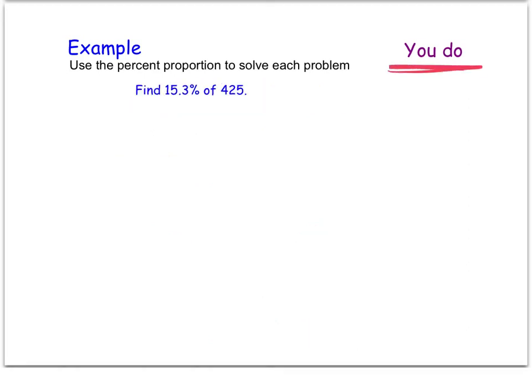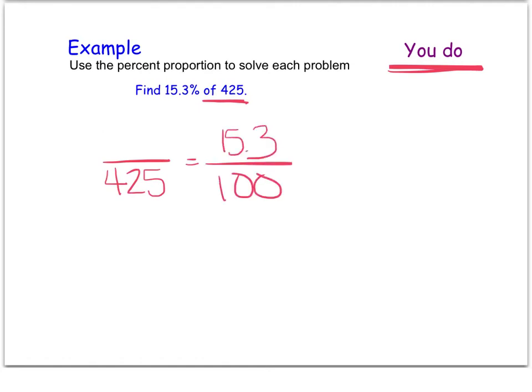All right, here's another you do. Try this one as best you can. When you're ready for your answer, go ahead and replay me. So we're trying to find 15.3% of 425. So I know this of 425 is my whole, 425. And I know that 15.3 is over 100 because it's percent over 100, and we're looking for that number.